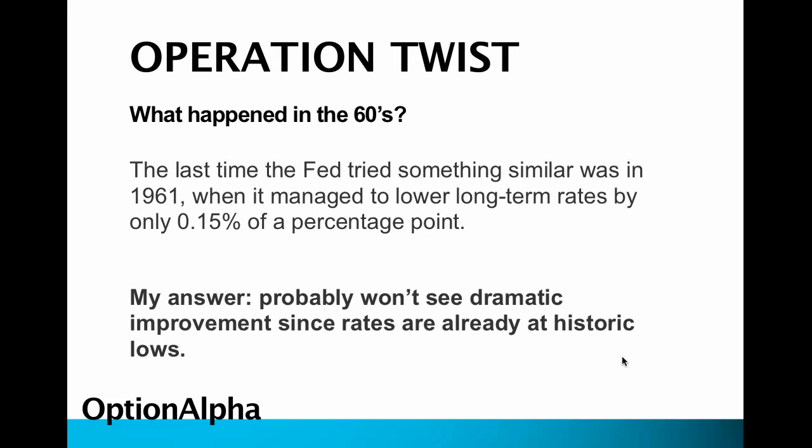So here's the big question, right? What happened in the 60s? Is this thing going to be successful or not? Well, the last time the Fed tried this was in 1961, and the policy and the program actually came out in 60. It only managed to lower long-term rates by 15 basis points. So again, it didn't have a dramatic impact. My personal belief, and my answer to the question of whether it is going to be successful, is that we probably won't see a dramatic impact on or improvement in the economy, because rates are already at historic lows. Now, this would be completely different if rates were at 8, 9, 10%, but they're not. They're at 0, 1, 2, and 3.